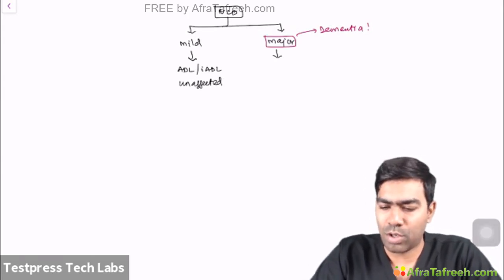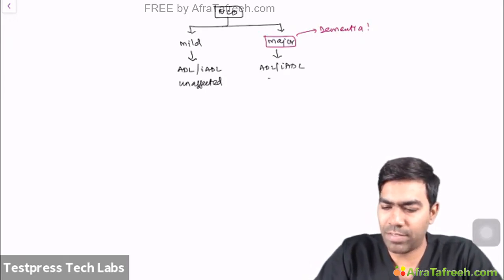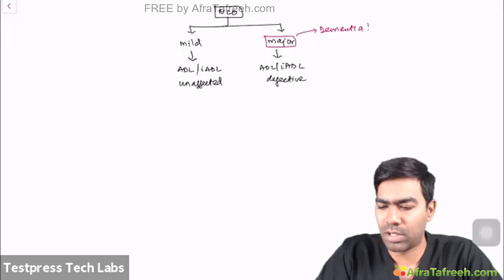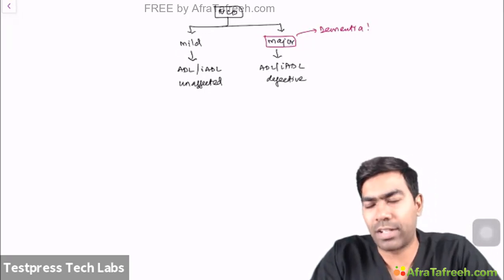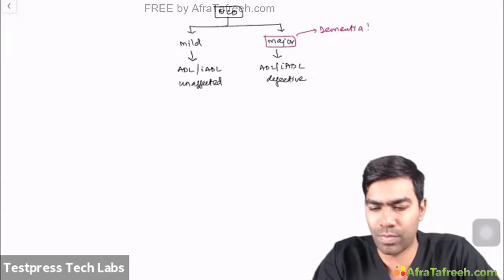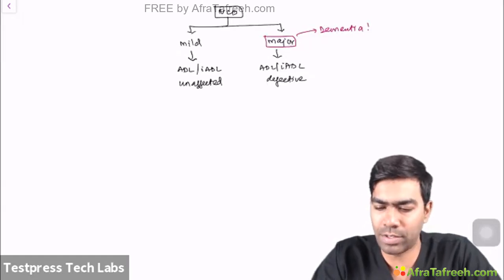Whereas in major neurocognitive disorders, these will be defective. They cannot do their day-to-day activities among themselves. So you need somebody's help, or they will be doing them, but still they'll be doing it in an error-prone way. This is what we refer to as a major neurocognitive disorder.